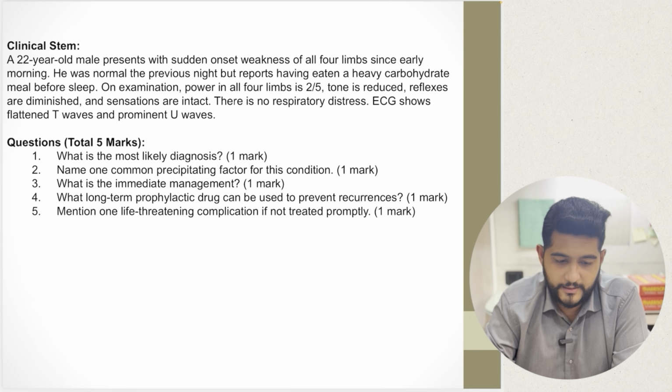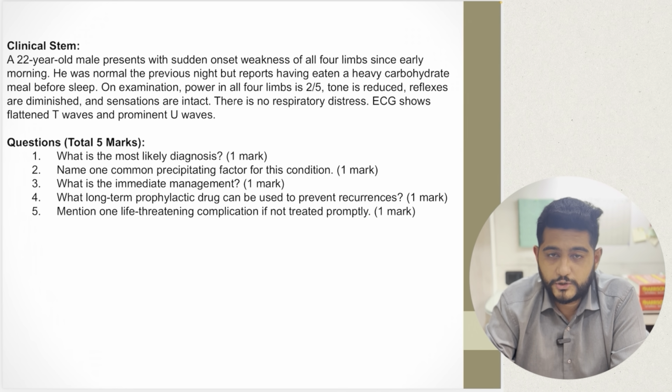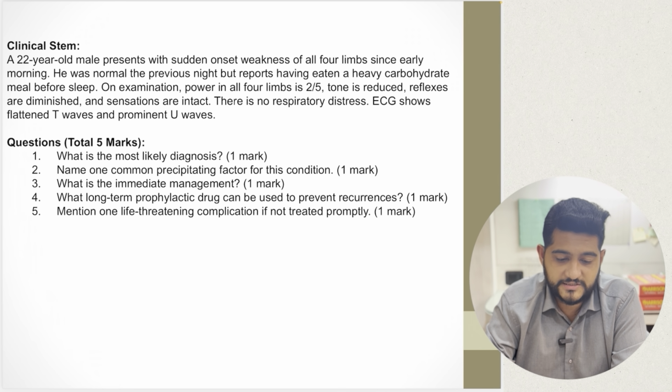Then the next question: a 22-year-old male presents with sudden onset weakness of all 4 limbs since early morning. He was normal the previous night but reports having eaten a heavy carbohydrate meal before sleep. On examination, power in all 4 limbs is 2/5, tone is reduced, reflexes are diminished, and sensations are intact. There is no respiratory distress. ECG shows flattened T waves and prominent U waves. What is the most likely diagnosis? 1 precipitating factor, immediate management, long-term prophylactic drug which can be used to prevent recurrences, and mention 1 life-threatening complication if not treated properly.